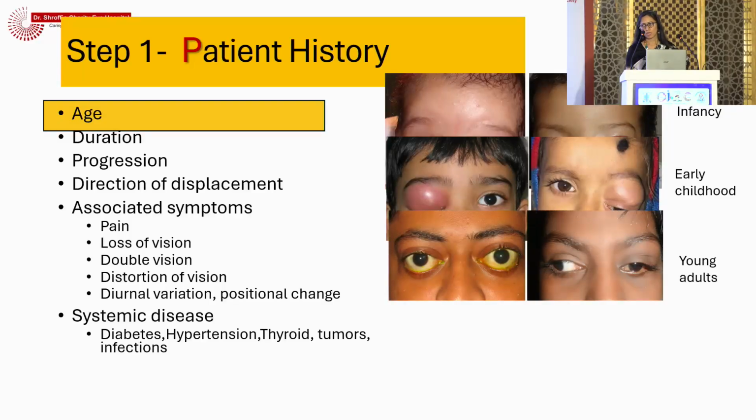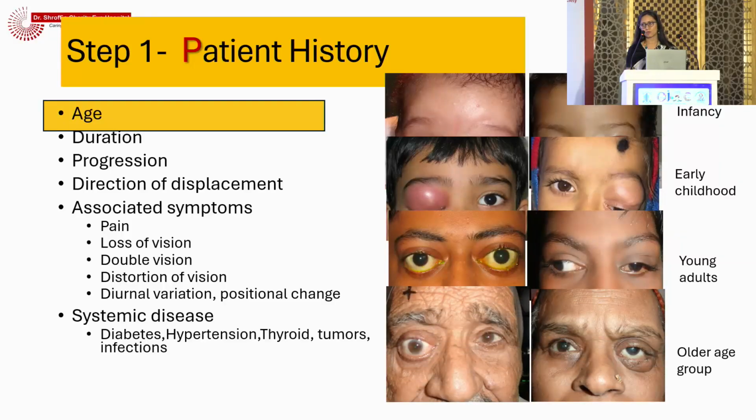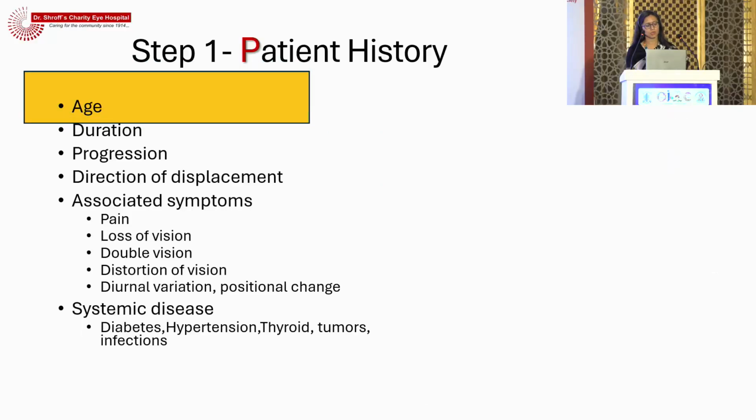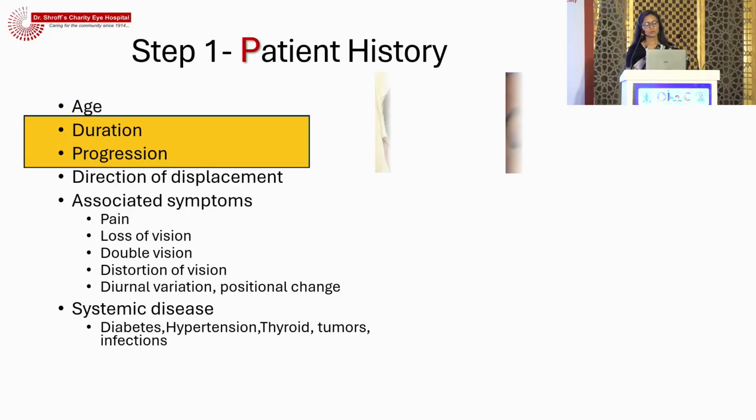In young adults, bilateral proptosis is more likely to be thyroid if the other ancillary signs are present, and you can have other infections like parasitic infection which can present too. When you go to old age, we are more likely to deal with a neoplastic etiology. Now come to the duration and the progression of the disease.